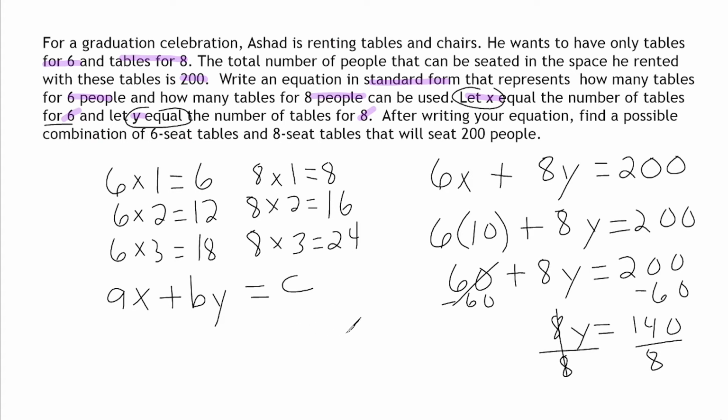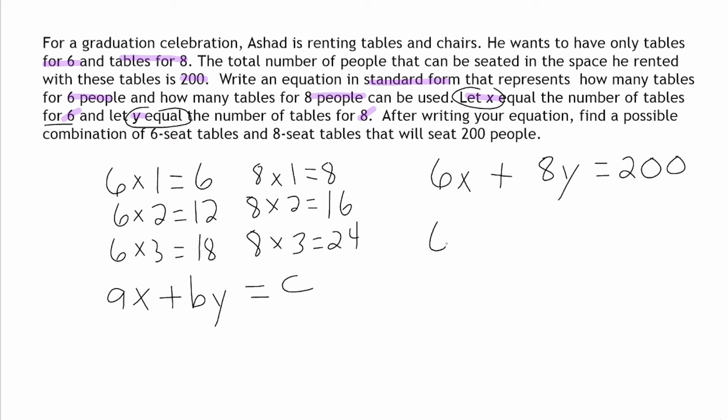And y would be equal to whatever 140 divided by 8 is, which I don't believe is a whole number. So this would be 56 down here, 40 left. It would be 17 and a half. So that is not going to work out because you can't have 17 and a half tables. So let's go ahead and find a combination that will work.